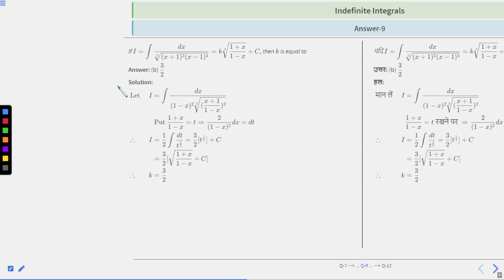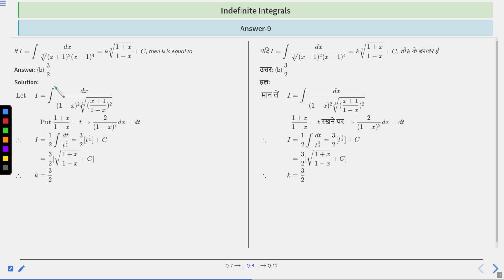Okay, let's move to the solution part C. I is equal to integration of dx upon (1 minus x) whole square into cube root of ((x plus 1) upon (1 minus x)) whole square, right? Now put (1 plus x) upon (1 minus x) equal to t. Therefore, 2 upon (1 minus x) whole square dx is equal to dt, right? Clear? As we have discussed, we have to do some substitution.